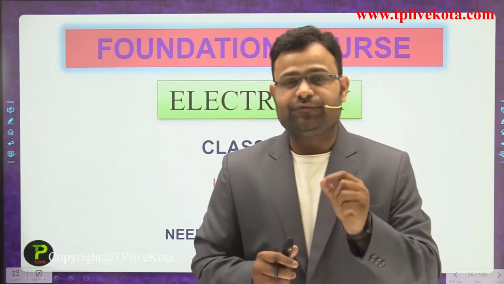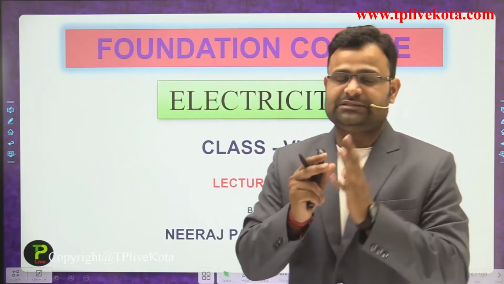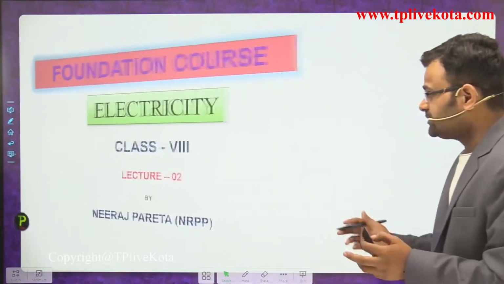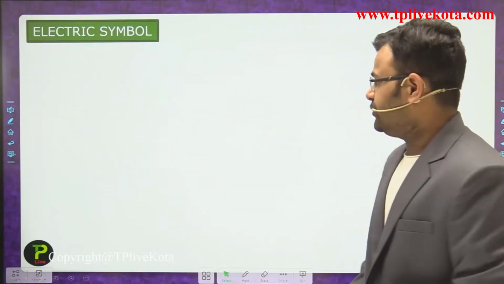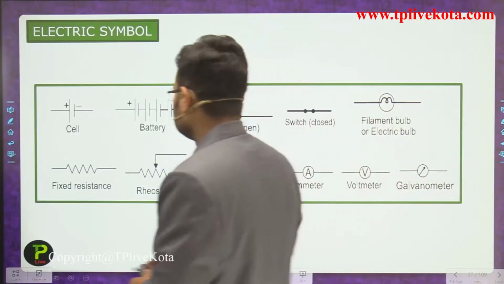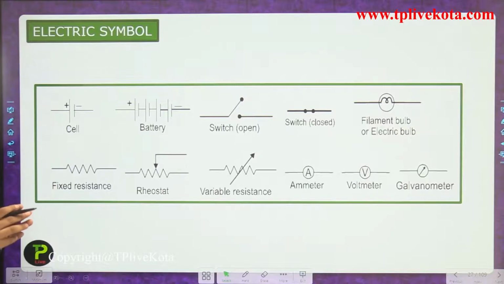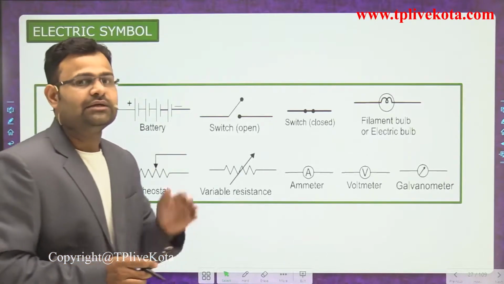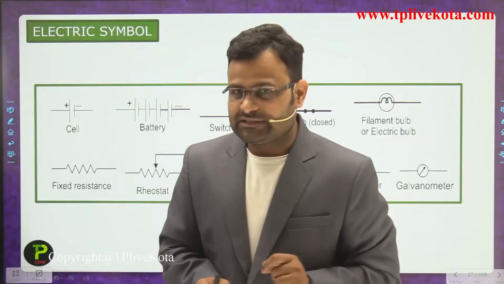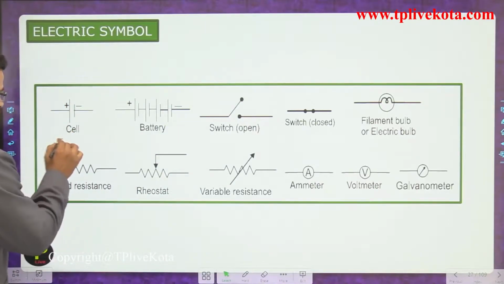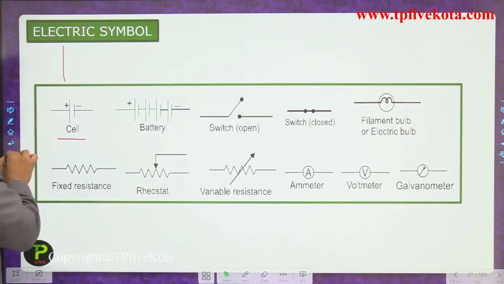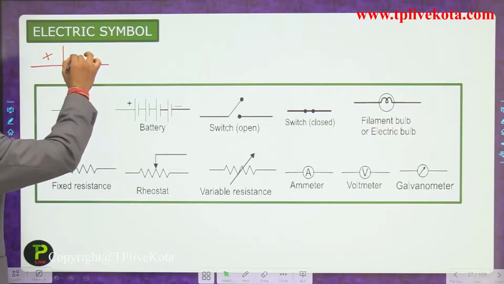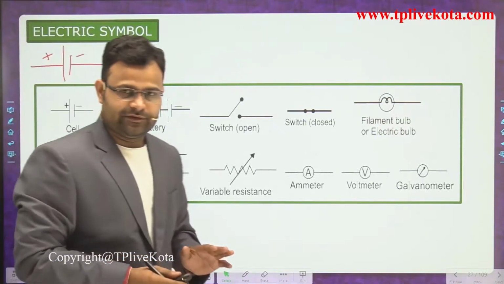Similarly, if you want to represent a complete electrical circuit on paper, we use these types of symbols. So the first one is a cell. Let's suppose you are designing a small circuit and you require a power supply such as an electrical cell. How can you represent the cell on paper? We use this symbol. In it, one is a long line and one is a short line. The long line represents the positive sign and the short line represents the negative sign.